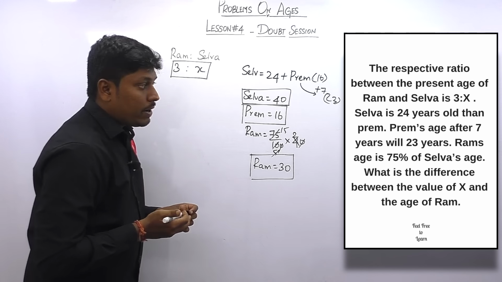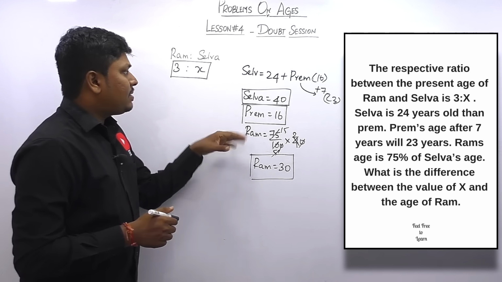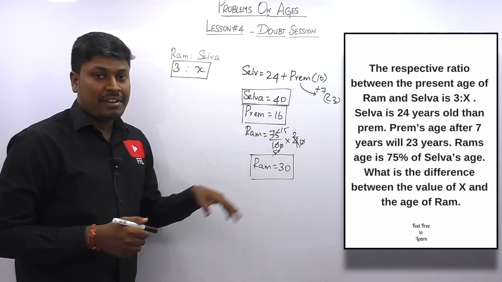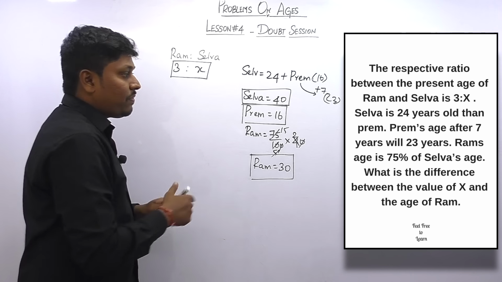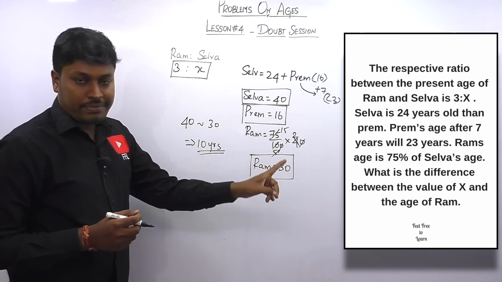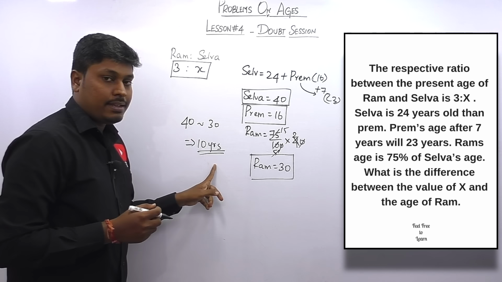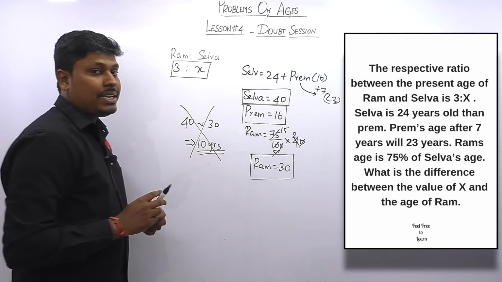And what is our target? What is the difference between the value of X and the age of Ram? Until this, every student will easily calculate the value, but at the last step many students will make a mistake. They find the difference using Selva's age 40 and Ram's age 30. So they will say the answer is 10 years. Whether it is right or wrong, 10 years, right? They are asking a difference, so the difference of 40 and 30 is 10 years. If you say the answer is 10 years, it is wrong. No, the answer is not 10 years.